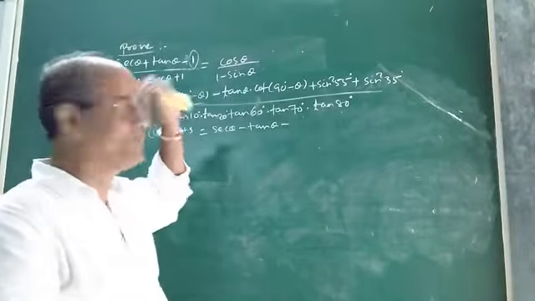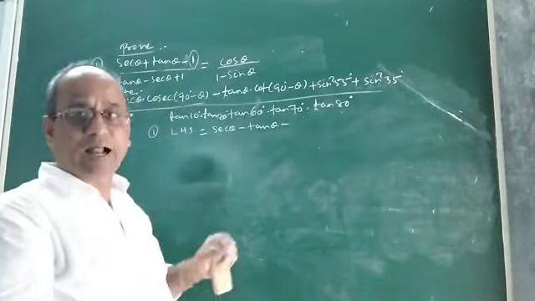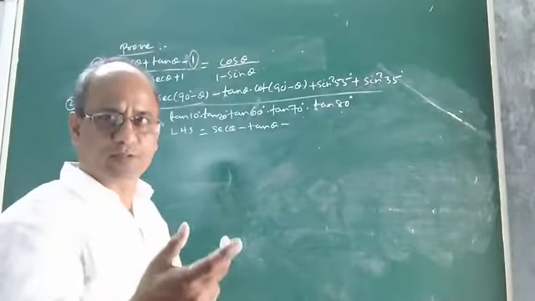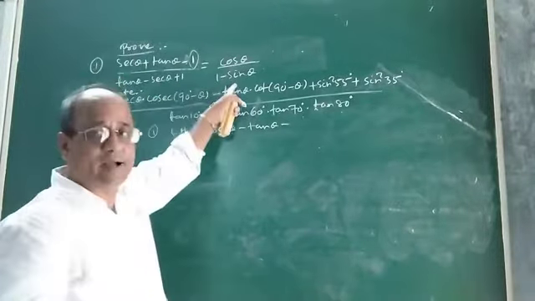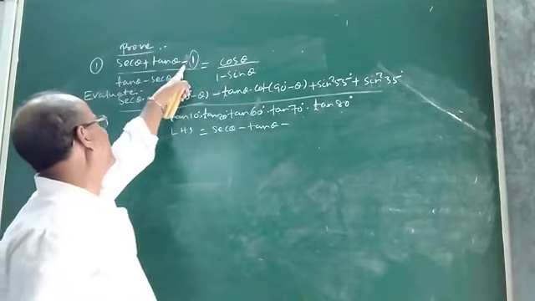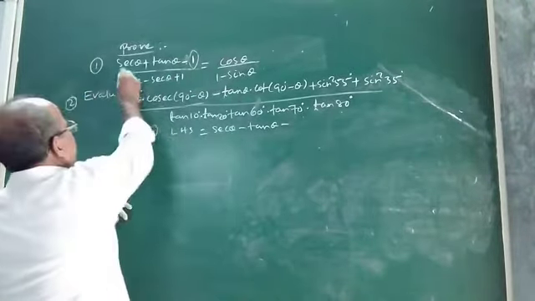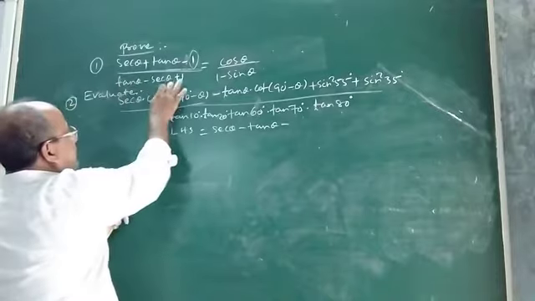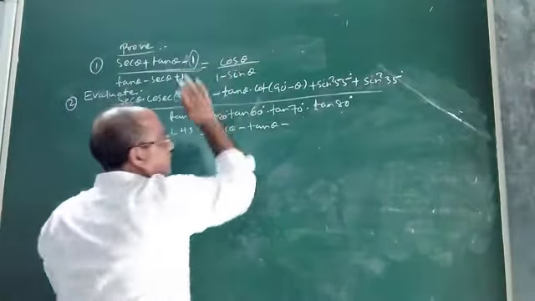Here is a question. Prove the trigonometric identity. How to prove a trigonometric identity? This is a trigonometric identity which we need to prove: (sec theta plus tan theta minus 1) divided by (tan theta minus sec theta plus 1) is cos theta by 1 minus sin theta.